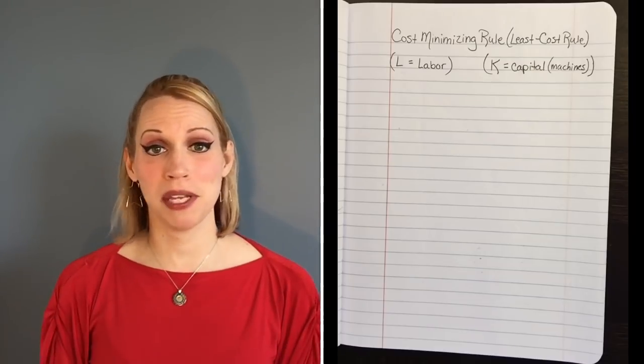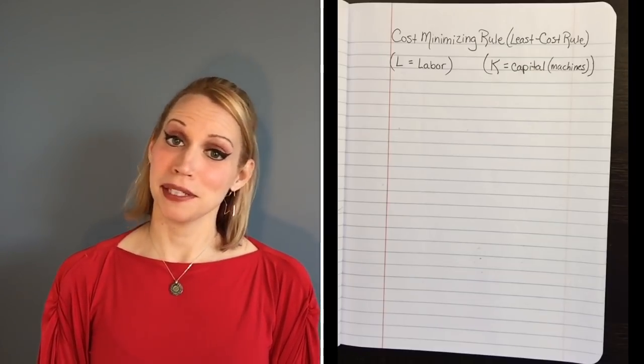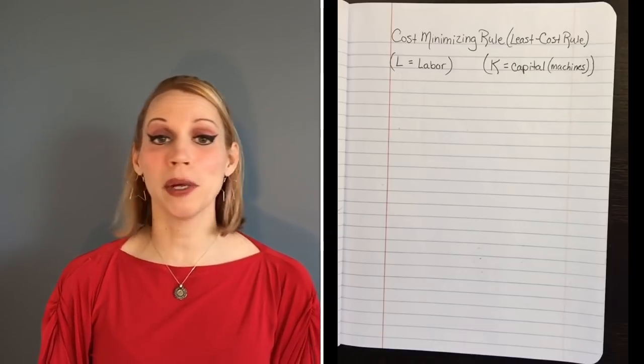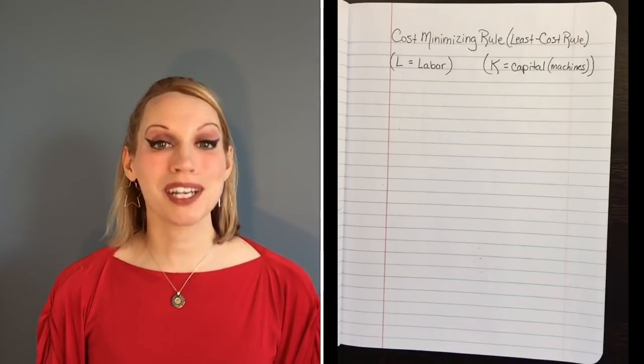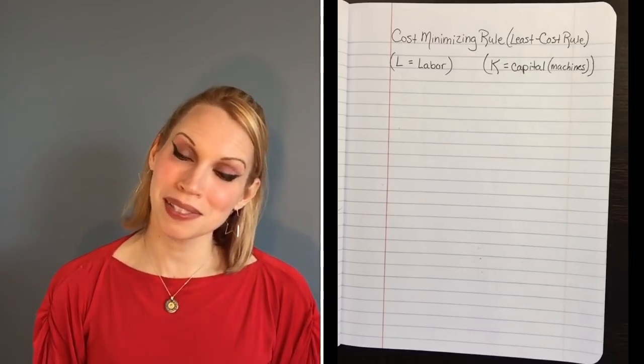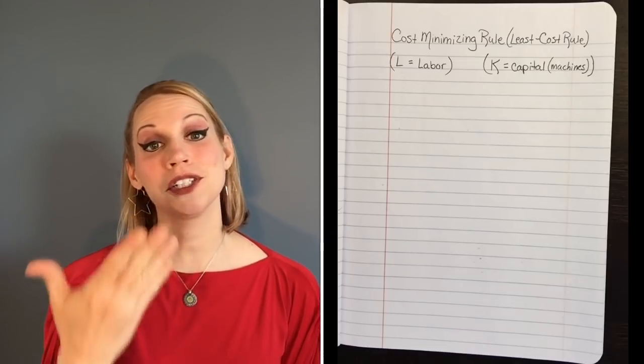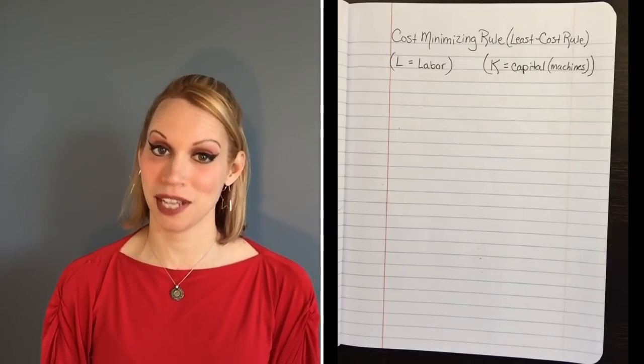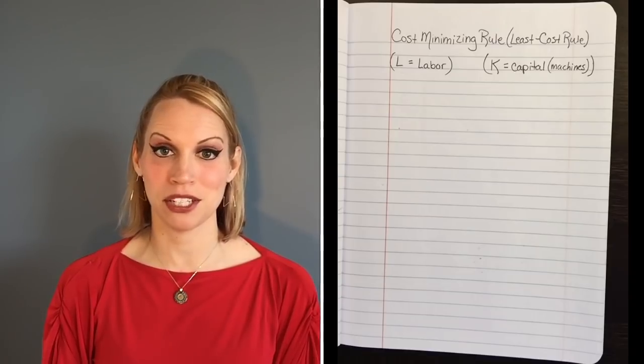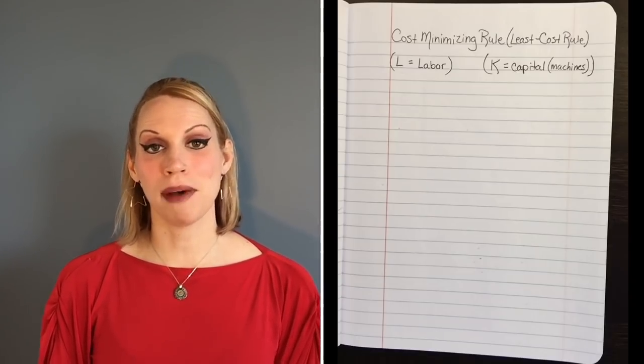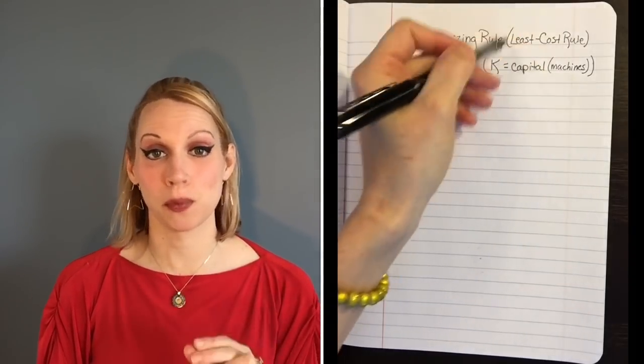Because all firms want to be as productive as possible, but that doesn't mean that you want to spend a whole bunch of money. So you want to be as productive as possible, but you want your costs to still be as low as possible so that you can keep as much profit as you can. Because it's all about profit maximization. So today we're going to talk about the cost minimization rule.